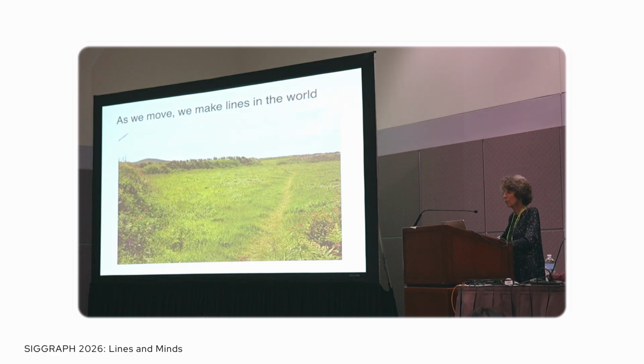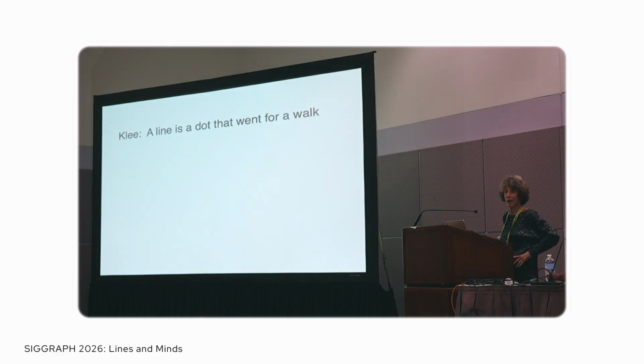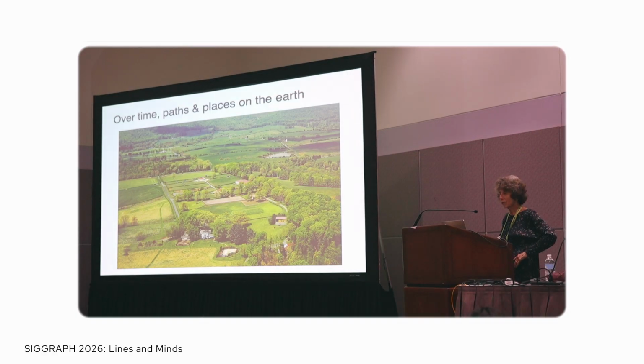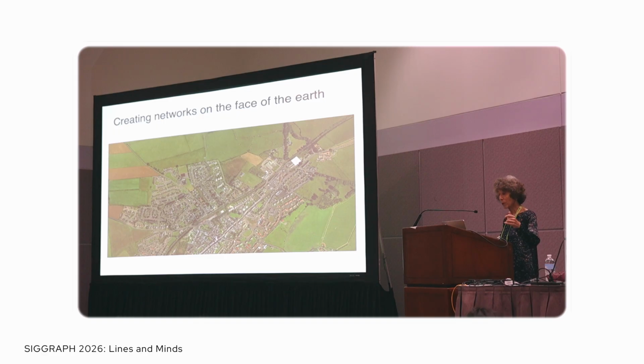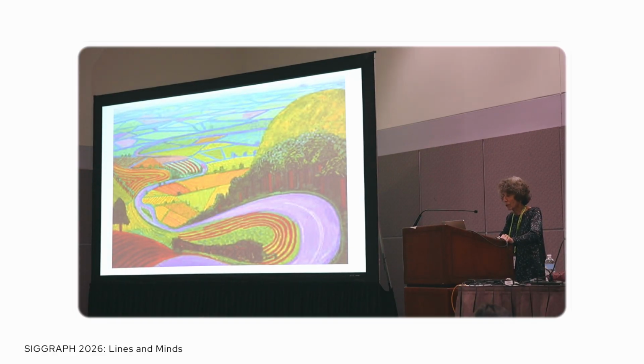As we move in space, we make lines in the world. Well-trodden paths tell us that they're safe, lots of people have gone there, and they're promising. They might lead to something nutritious. As Klee famously said, a line is a dot that went for a walk. So we end up walking, driving, and we create paths and places on the earth, networks on the face of the earth, and we keep doing it. We've pretty much carpeted the world, and that becomes inspiration for art, like Hockney.